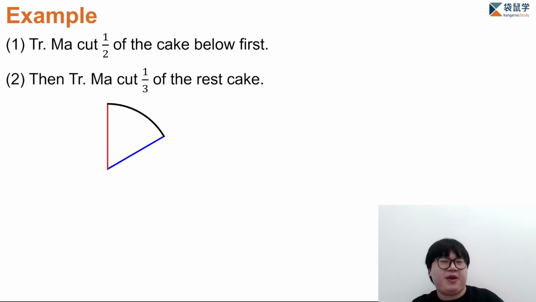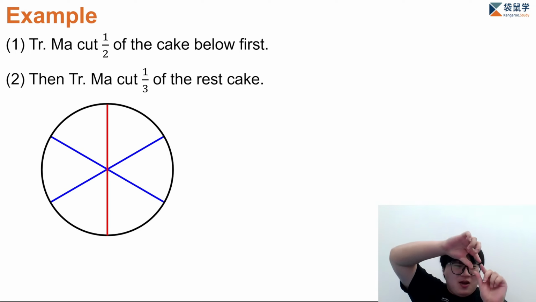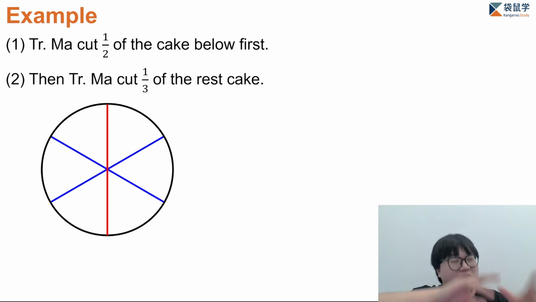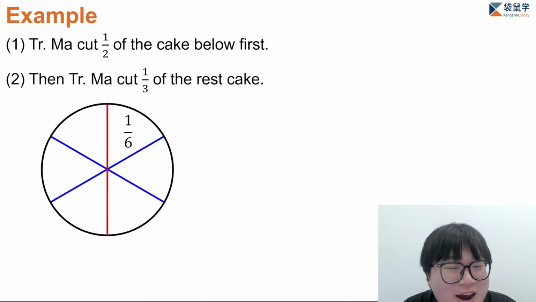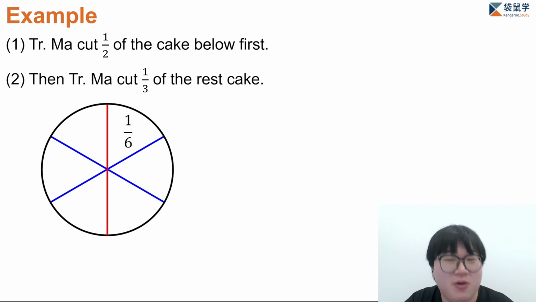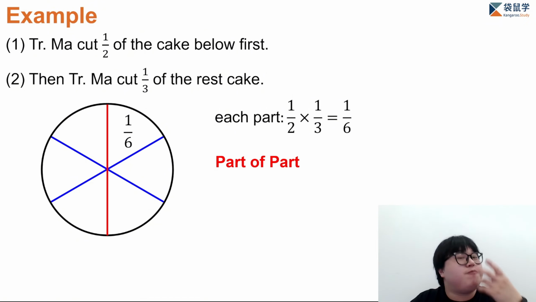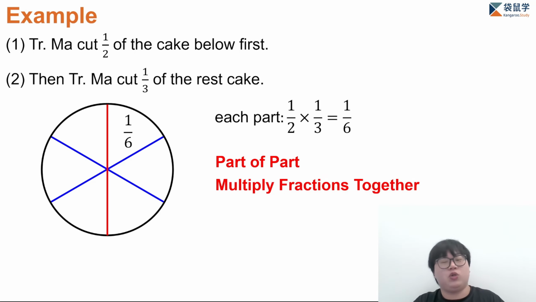And then if we compare this cake with the original figure, we find that the final piece is what fraction of the total figure? It's 1/6. So we find that 1/3 of half will be 1/6. And how to get 1/6 from these two fractions, half and 1/3? Easy. Half times 1/3 will be 1/6. So if we are finding the part of a part, then what can we do? We can multiply the fractions together. Then we can get the fraction of the total figure.